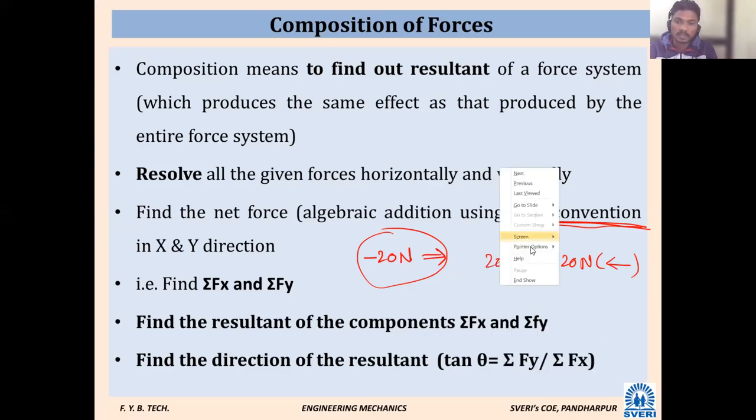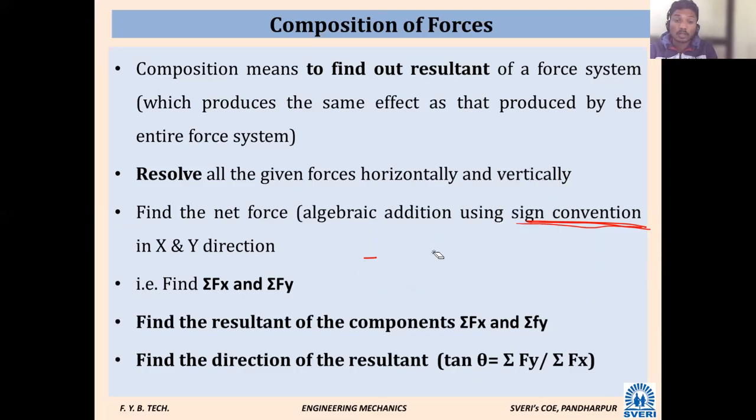What is summation fx here? Summation fx means addition of all the components, all the x components of the force system. Suppose the forces are p1x, its x component, then p2x, then p3x, whatever. Only the x component we have to take.